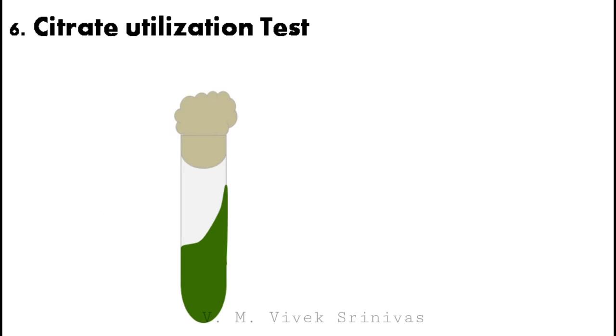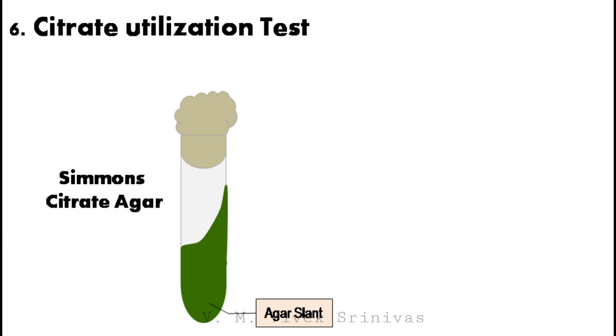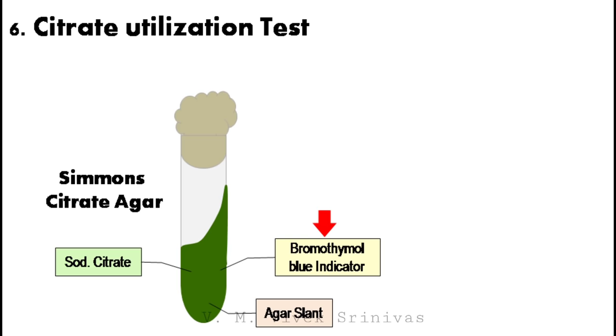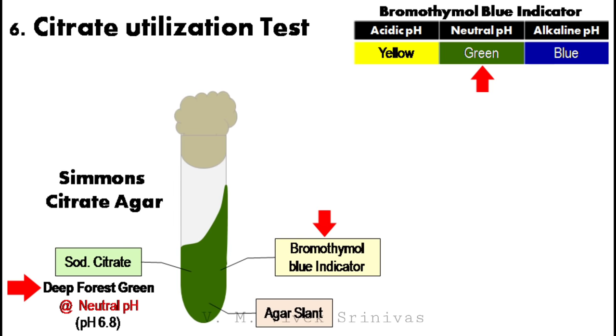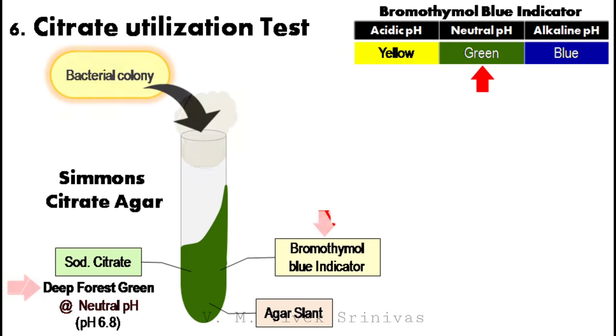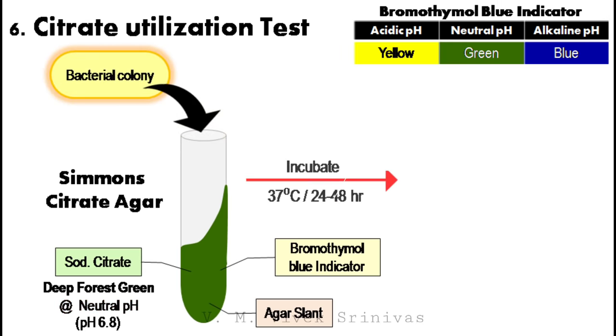The procedure: this test is performed in a test tube with an agar slant prepared with Simmons citrate agar containing sodium citrate and bromothymol blue as the indicator. This bromothymol blue indicator at neutral pH appears as deep forest green. Now, take the bacterial colony and inoculate it into this agar slant. Incubate for 24 to 48 hours.